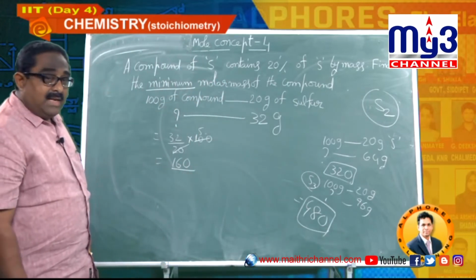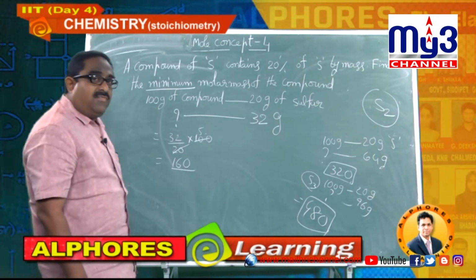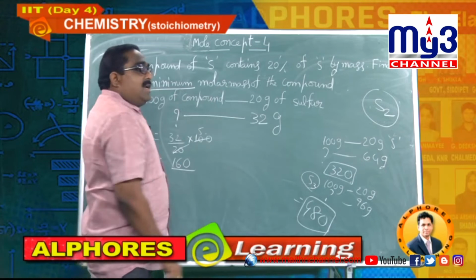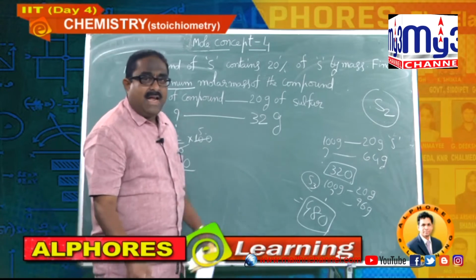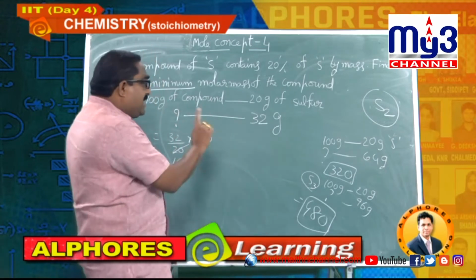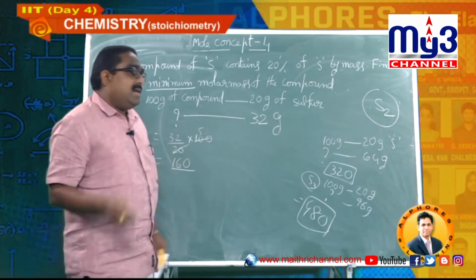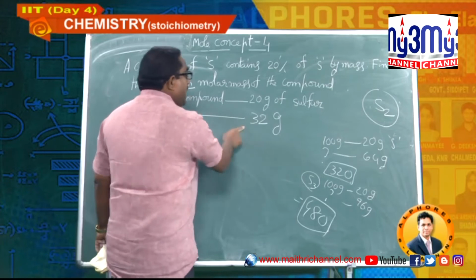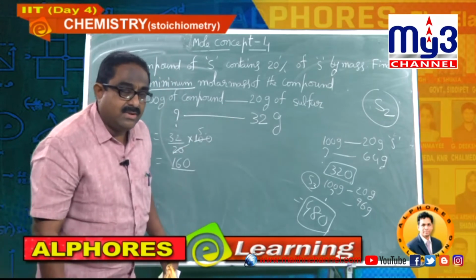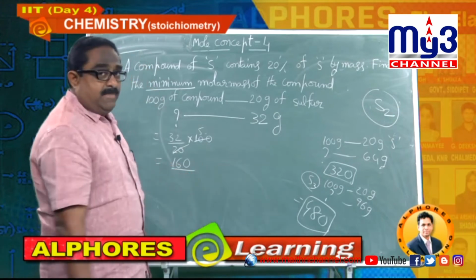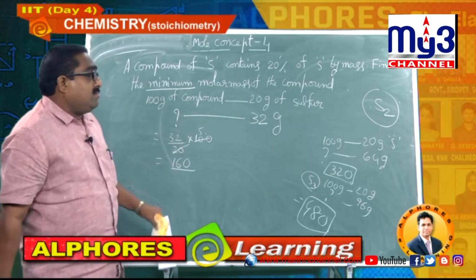That's why in the question he has asked for the minimum molar mass of the compound. It means that the compound should contain at least 1 sulfur atom in its molecular formula. If there is 1 sulfur in the formula, then you have to take only the minimum 1 atomic weight, that is 32 grams. If 2 sulfurs, 320. If 3 sulfurs, it will be 480. This is a single option question.